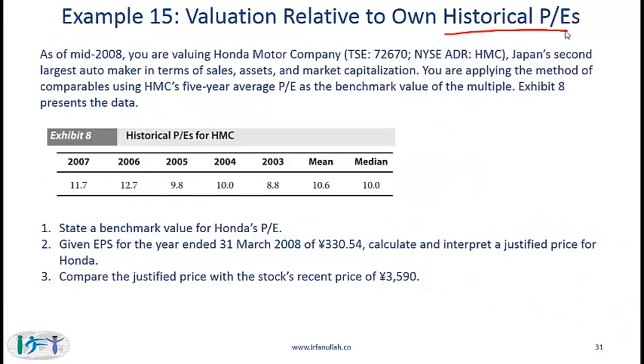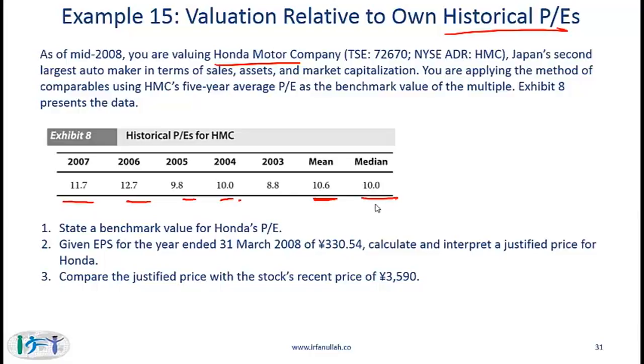All right, this is critical. Valuation relative to own historical PEs. So we've talked about valuation relative to peer companies or the industry. We've talked about valuation relative to the market. Now we talk about valuation relative to a stock's own historical PE ratios. And we look at the example of Honda Motor Company. All right. So state a benchmark value for Honda's PE. You are looking at historical data. So what should the benchmark be?